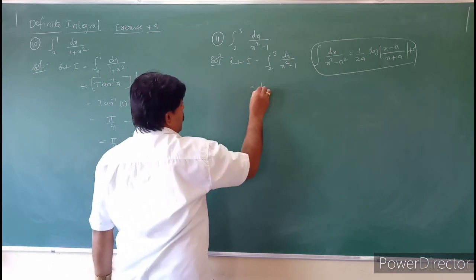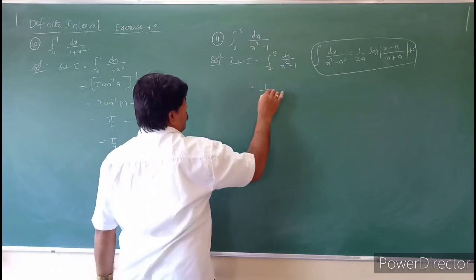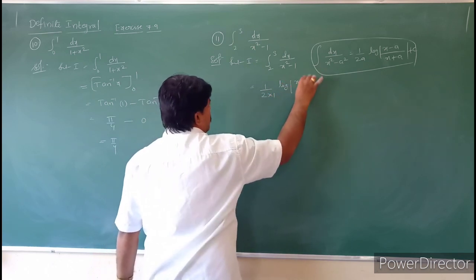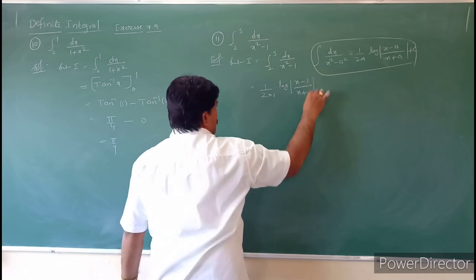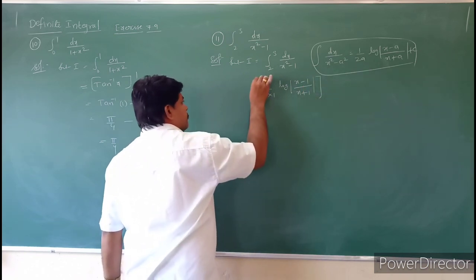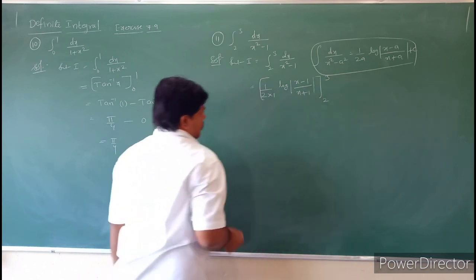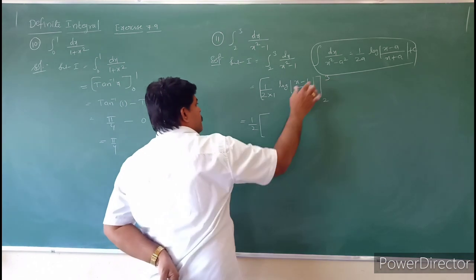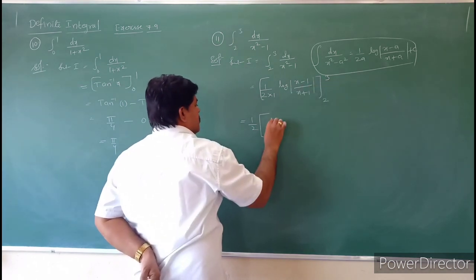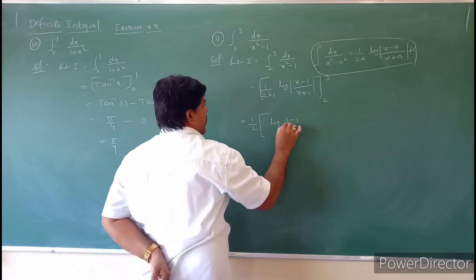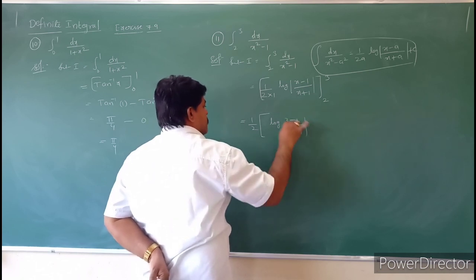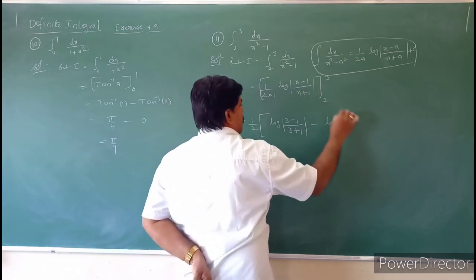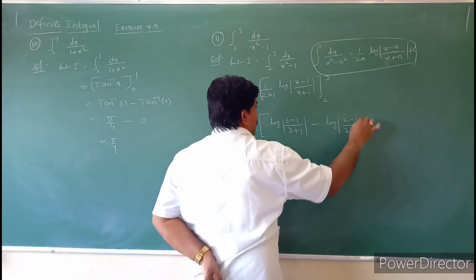So what will we get? 1 by 2 into a value is 1, into log mod x minus 1 by x plus 1 over the limits 2 to 3. Take 1 by 2 as common, and apply the limits. Apply 3 first: log of 3 minus 1 by 3 plus 1, minus, apply the lower limit, log of 2 minus 1 by 2 plus 1.